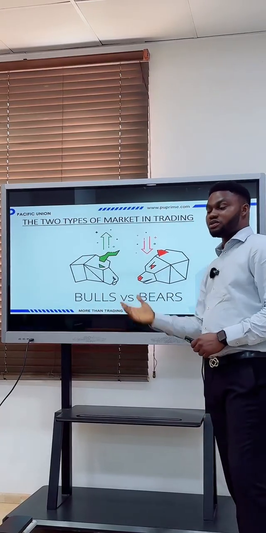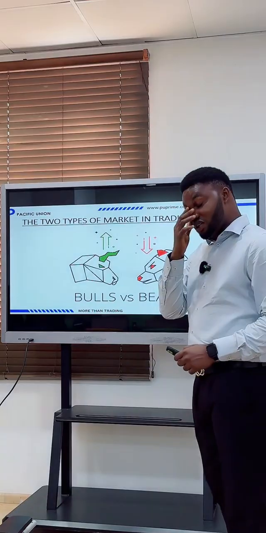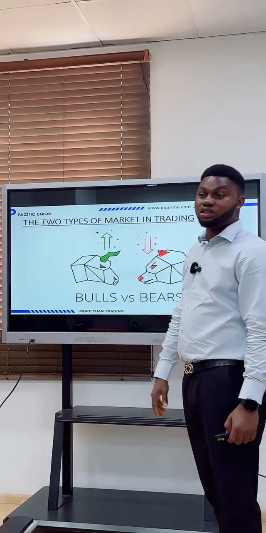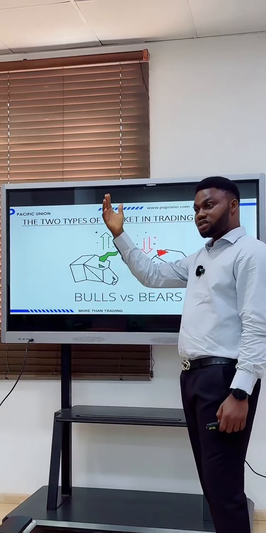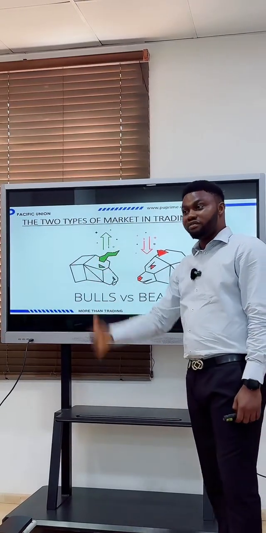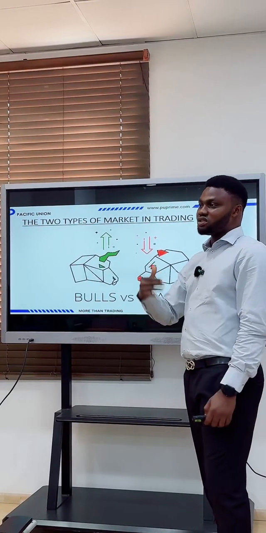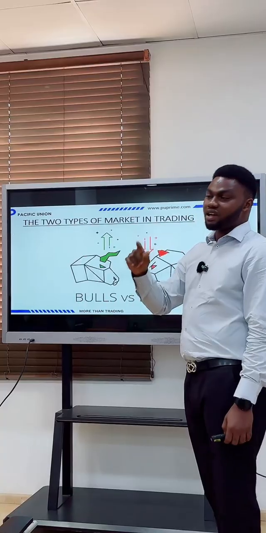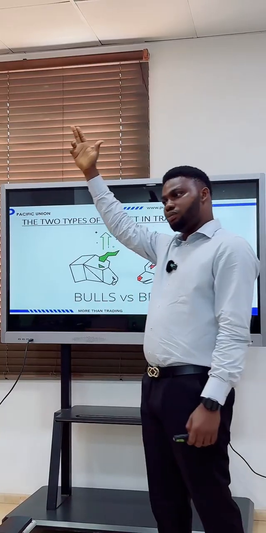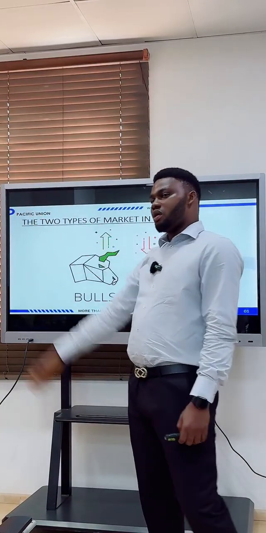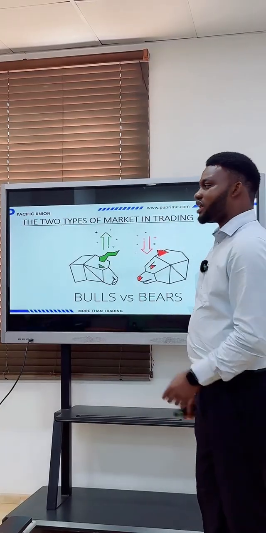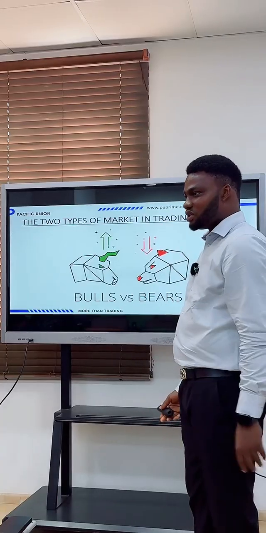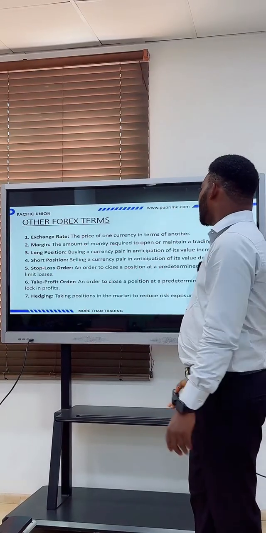Now, in the market, you have two types of market. We have the bulls and the bears, the bullish and the bearish. When we say bullish in trading, it refers to an uptrend. When we say the market is bullish, it means the market is in an uptrend, it's going up, and we are looking for a buy. When we say the market is bearish, the market is in a downtrend, it is selling, and we are looking for a sell. That's simply what that means.